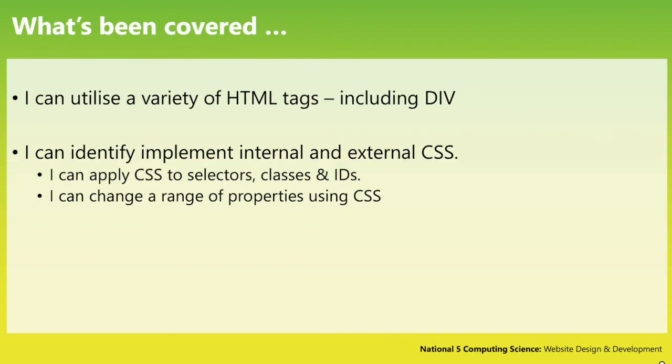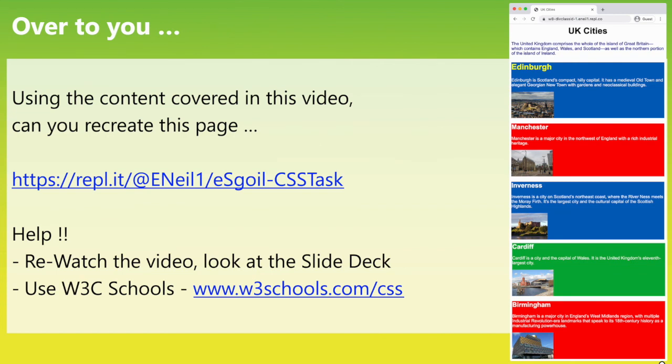So that has us covered the CSS required for National 5, along with looking at CSS selectors, classes and IDs, and the different properties that we need to utilise at National 5. What I would like you now to do is, using the content within this video, complete the website on the right hand side. You'll be able to find that online at the address on the screen. If you're not sure or you get stuck, you can rewatch the video or look at the slide deck. You'll also find help on the W3C Schools website.